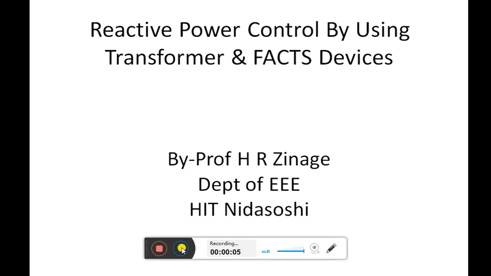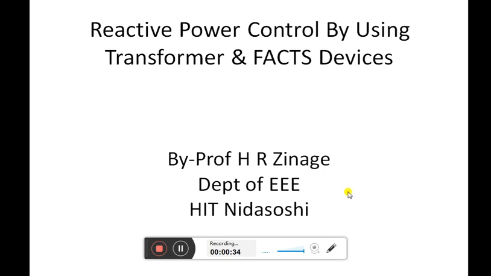Hello students, welcome to this lecture on reactive power control by using transformer and FACTS devices. In the earlier lecture we have already discussed one method of reactive power control, that is control by using the reactive power injection. The next two methods are reactive power control by using transformer and FACTS. So our main focus in this lecture will be on the second and third methods of controlling the reactive power.